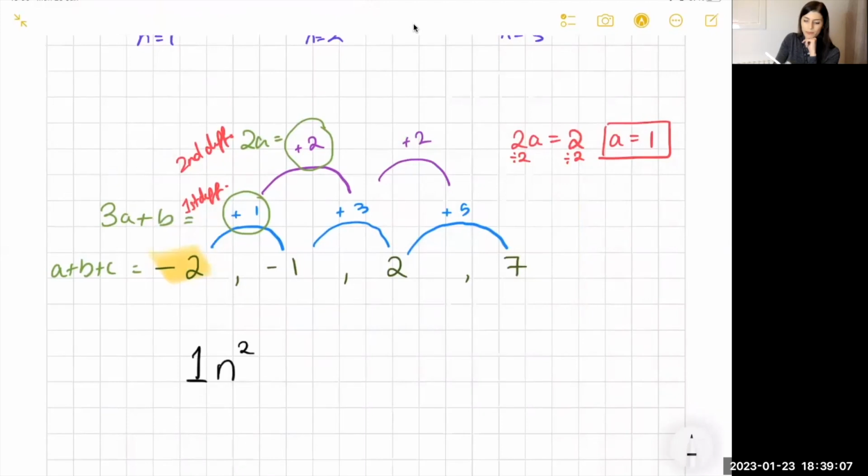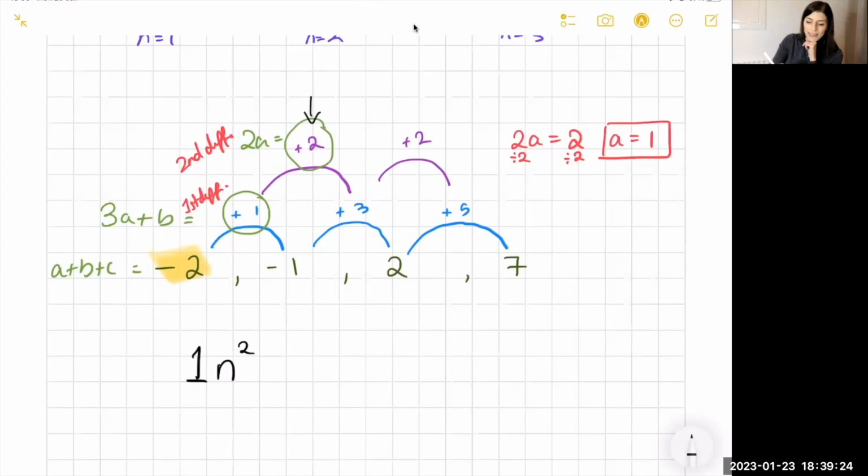So it's 1. Now you need to write this to get your first mark. So all you need to do is work out all your differences and then divide this number by 2 and write it in front of the n squared. That will give you 1 mark.